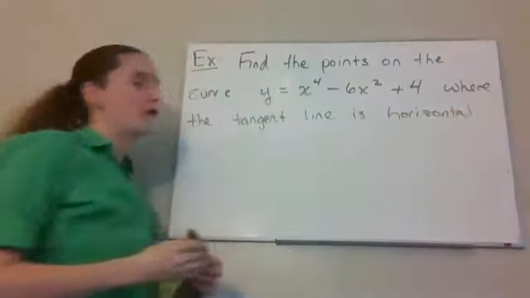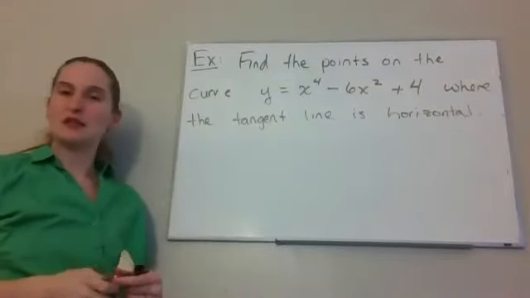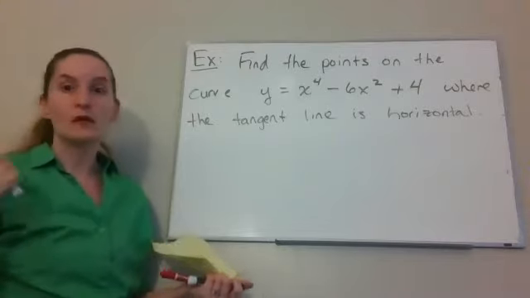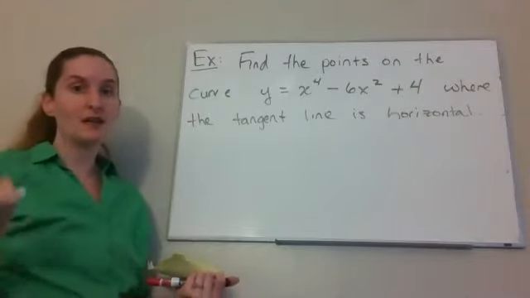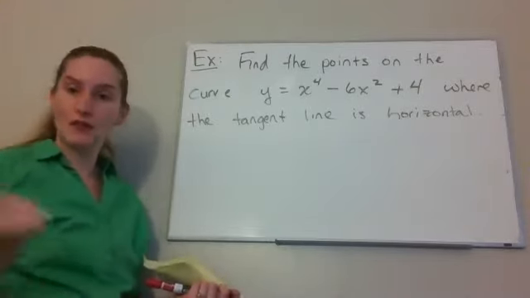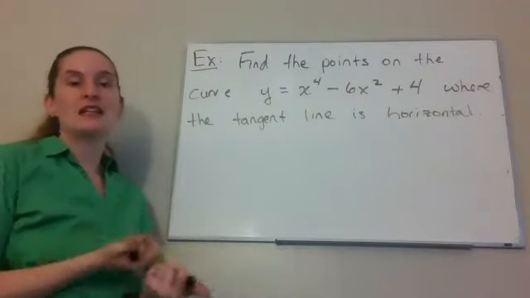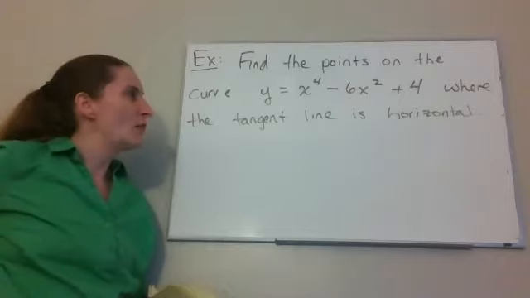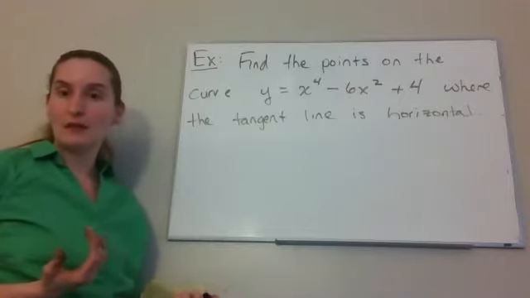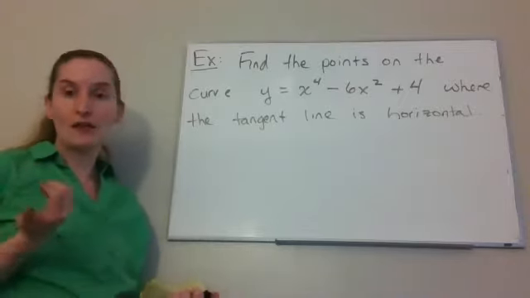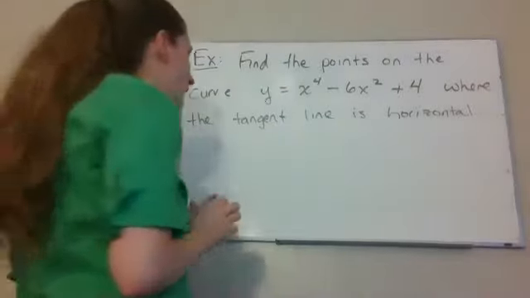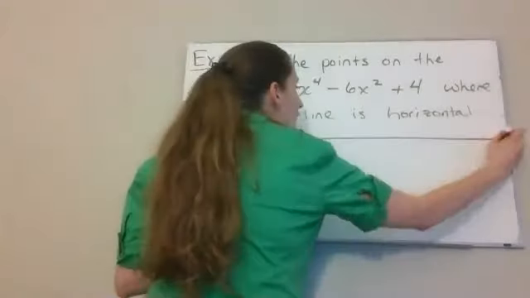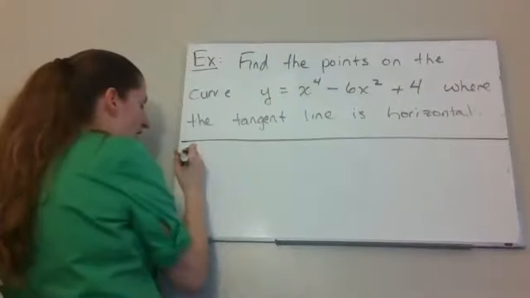All right, so before we start this problem, we just need to do a little bit of thinking. What do we know about tangent lines? We know the slope of the tangent line is equal to the derivative of the function. So I'm going to need to take a derivative to find the slope. Now, what do we know about horizontal lines? Horizontal lines have slope 0. So this is asking us to find where the slope of the tangent line is 0.